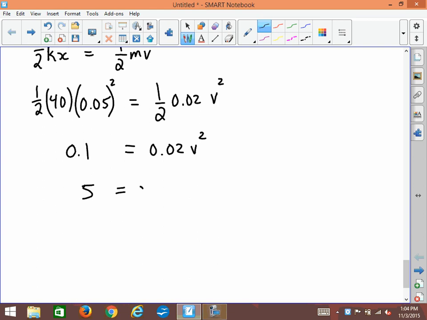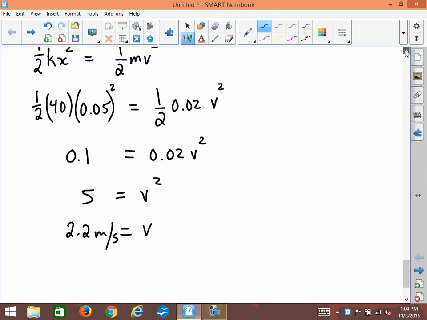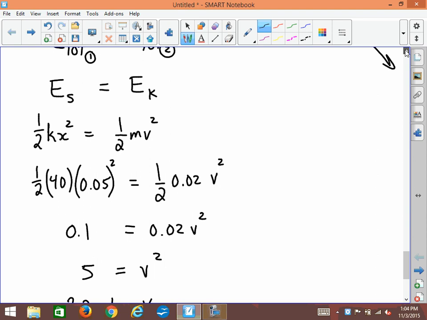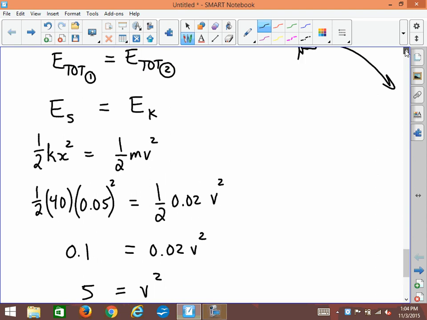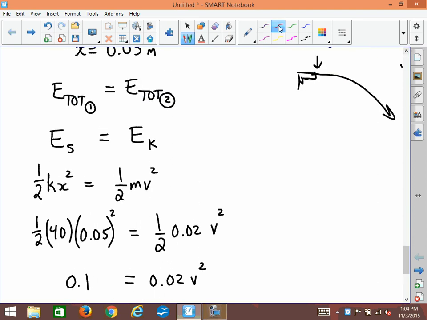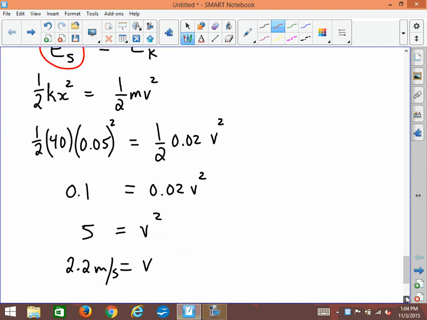5 equals v squared, so now we have to take the root of that, and that root is about 2.2 meters per second. Fast enough to be fun, but not fast enough to take your eye out, we would hope, with this child's toy. But the main idea here was to see how energy in a spring can be used in an energy equation, just like we used MGH or we used EK. Let me give you another example, and then we'll call it a day.